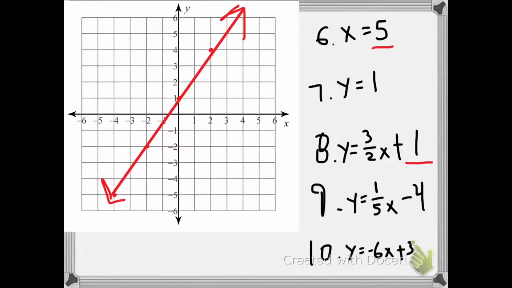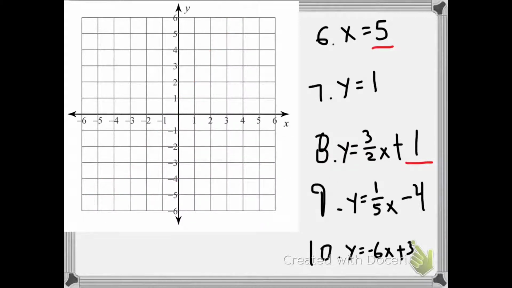And now number 9, our y-intercept is -4. And then our slope is 1/5. So go up 1 and then over to the right 5. So 1, 2, 3, 4, 5. And it looks like I'm just going to connect these 2 dots together since there's no room. So it should look something like this. And that's how these 2 lines should look like.